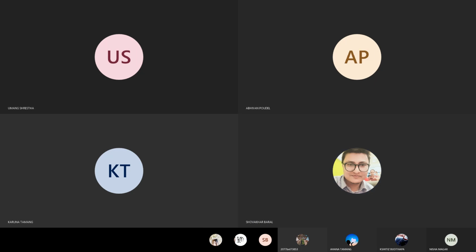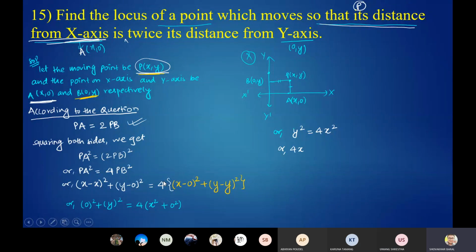I'm sorry for the technical disturbance. So we were discussing this question. y square is equal to 4x square. We arrived at this conclusion. If we arrange this, it will be 4x square minus y square is equal to 0. Just a minute, let me fix it. A lot of technical disturbances. The electricity goes off. So 4x square minus y square will be equal to 0.